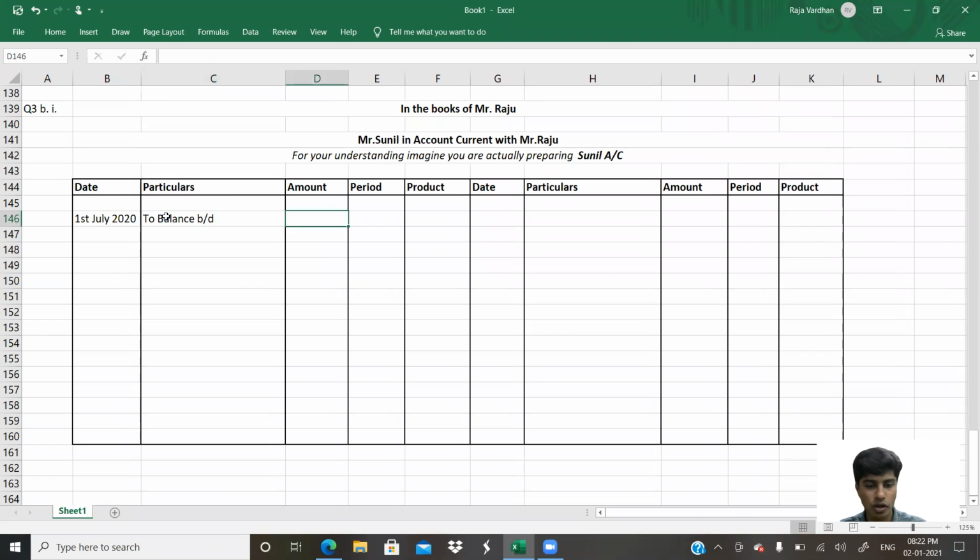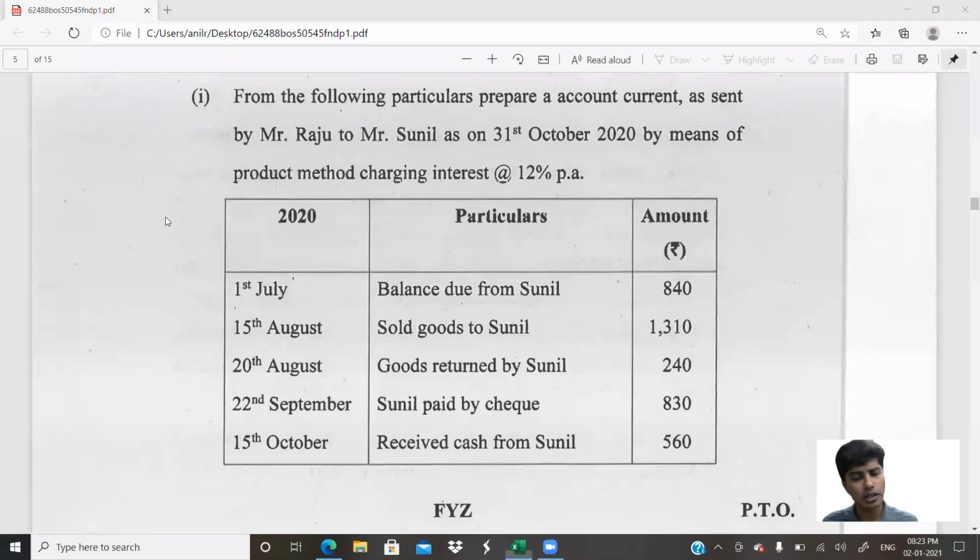To balance product. What is the amount? Amount is 840. First, forget about the problem. Just go on doing it like a normal ledger account. Later, I'll tell you how to do it with respect to account current.